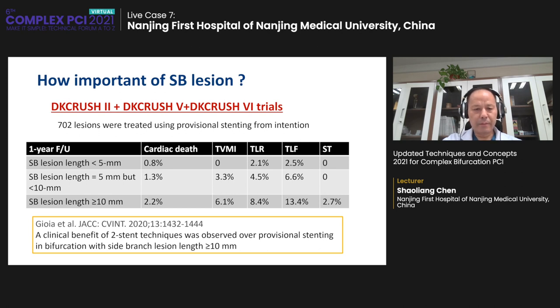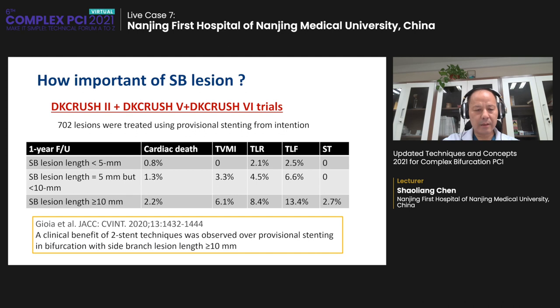At 1 year follow-up from the table, you can see the increase of side branch lesion length from 5 millimeters to 10 millimeters and to a minimum of 10 millimeters. So the prevalence of cardiac death, cardiac death by myocardial infarction, target lesion revascularization, and target lesion failure, as well as stent loss, increased significantly.